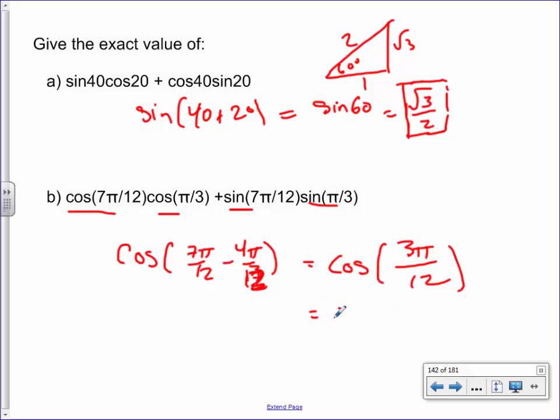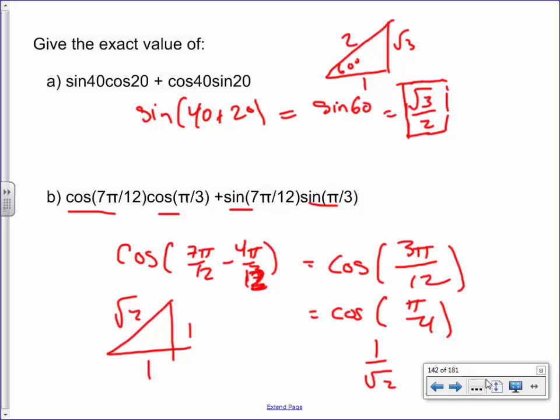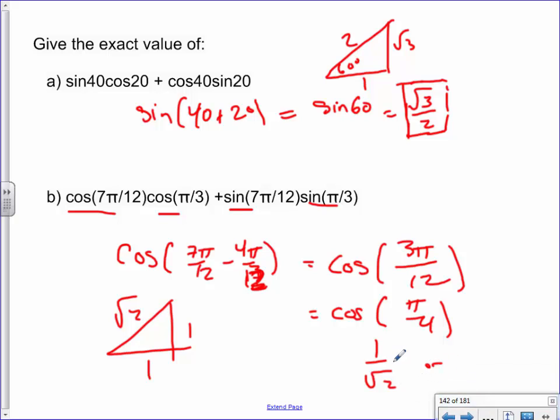And 3 pi over 12 is actually something that can be reduced back down again. 3 and 12 are both divisible by 4, I guess. So it's pi over 4. And then hopefully you recognize that a pi over 4 is one of these guys. So the answer is 1 over root 2. Or they might write it as root 2 over 2.